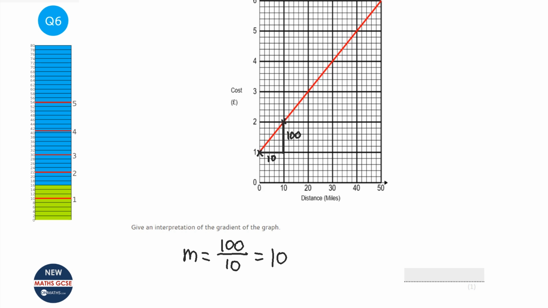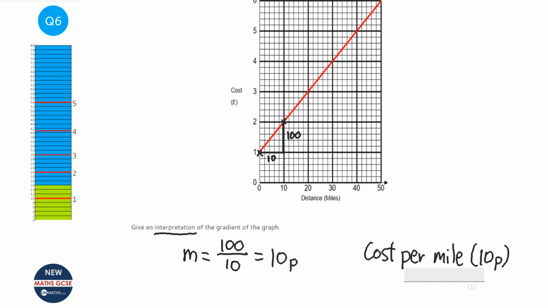Now it says give an interpretation, so we haven't finished answering the question. What does that mean? Well, it means for every 1 mile that we've gone, it's going to cost 10 pence. Now remember, I converted this into pence, so instead of in pounds, it's going to be pence. So the gradient is the cost per mile. And I'm going to put in brackets 10p.